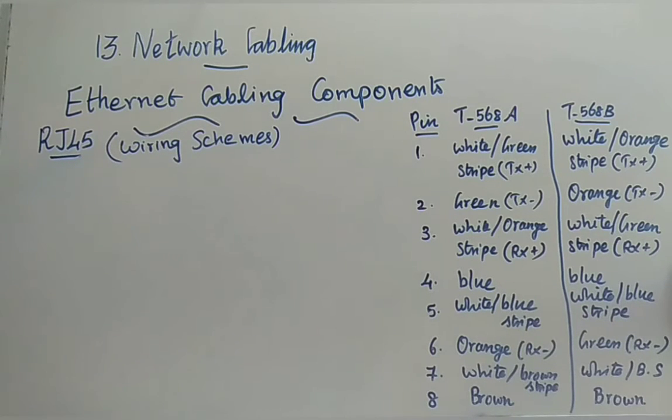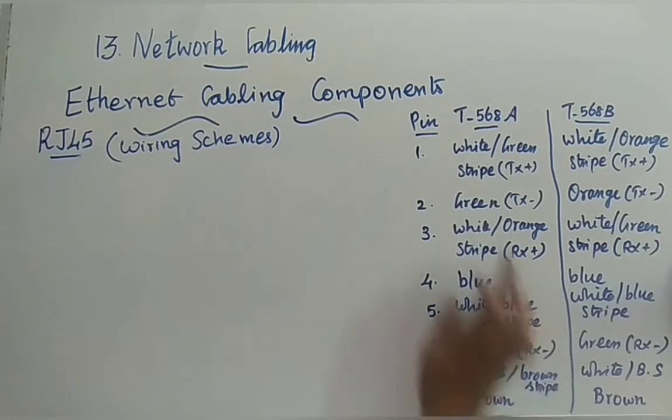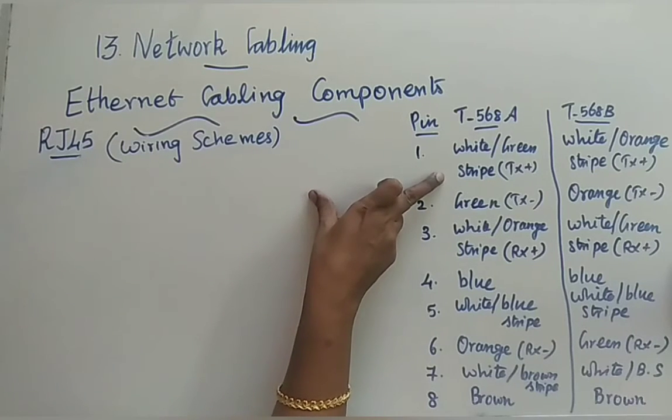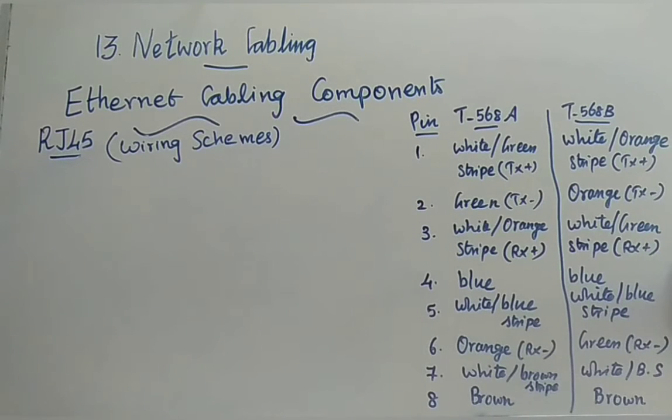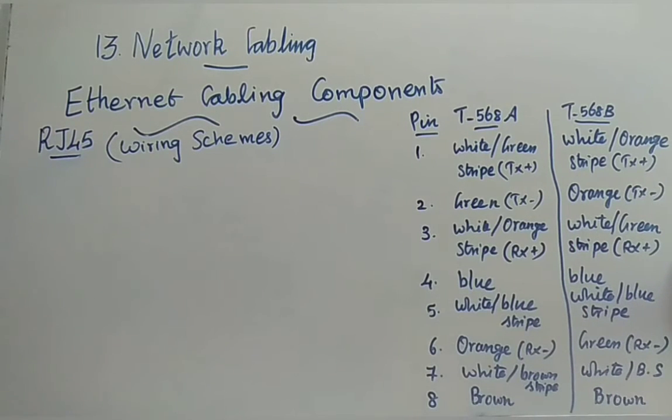Yes, we can see that one. So this is your first one, that is for A, and this is for B. Pin 1 is white green stripe. It is TX. TX means transmission, RX means receive. TX is nothing but transmission, and RX is the receiver end.